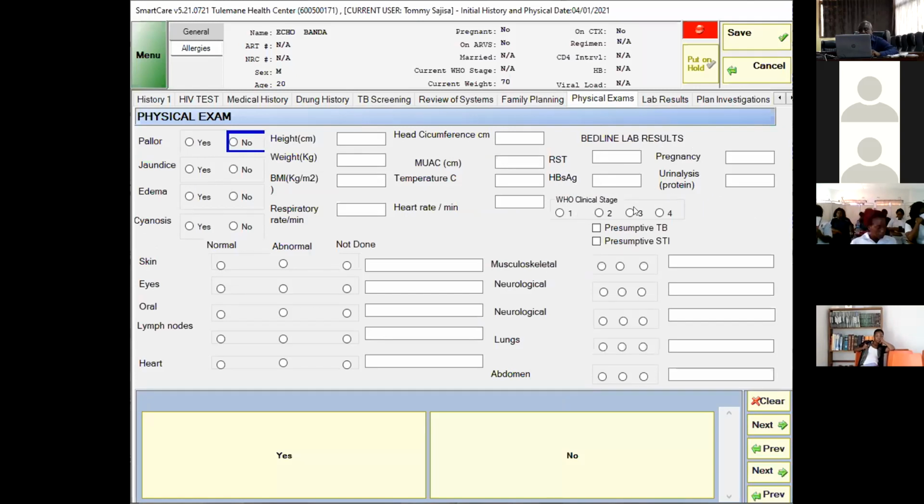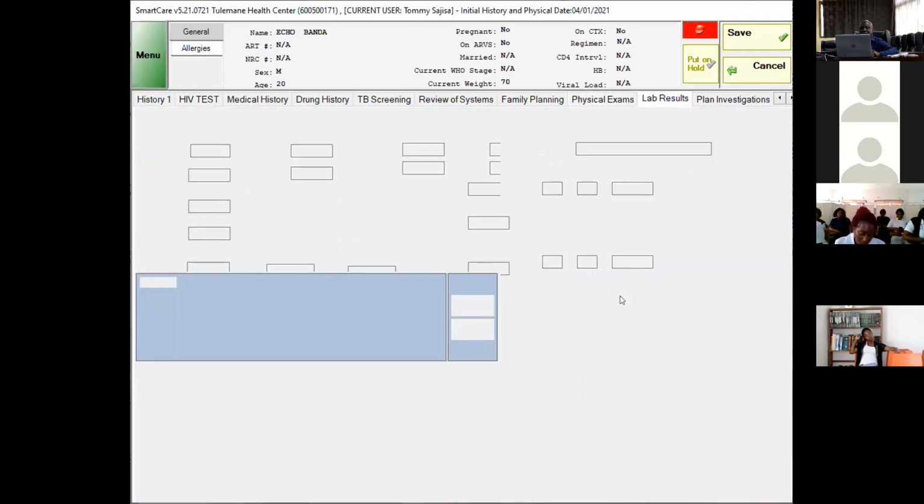The WHO clinical staging, there's 1, 2, 3, and 4. So the WHO staging for that day will be entered. Then on the assessment, you have seen there's supposed to be an assessment here. There's presumptive TB and presumptive STI. It is under assessment. And then the examining of the patient from head to toe is done at the bottom here. Then we have got the labs.